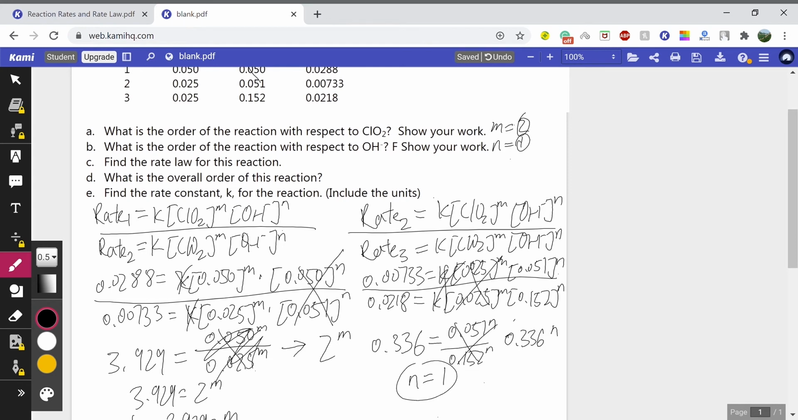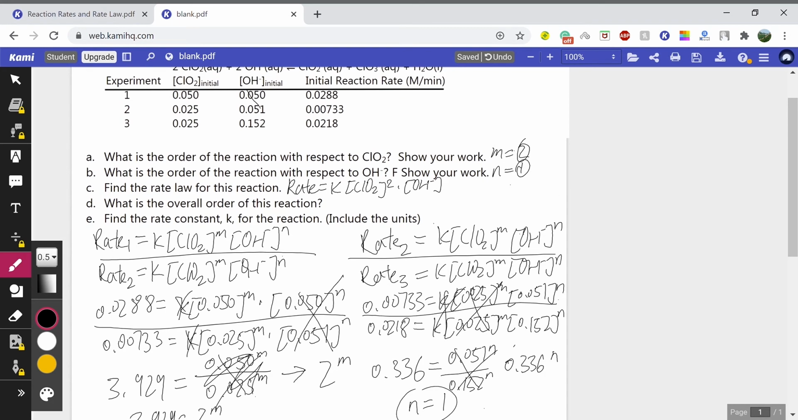Now what is the rate law? Rate law is rate equals K times the concentration of ClO2 to the second power, as we found m equals 2, times OH minus to the first power, as we found n equals 1. Now, what is the overall order of the reaction? Overall order is the two combined, the two reactants combined. So 2 plus 1 equals 3.